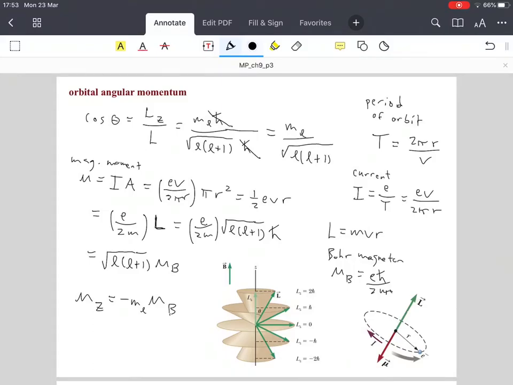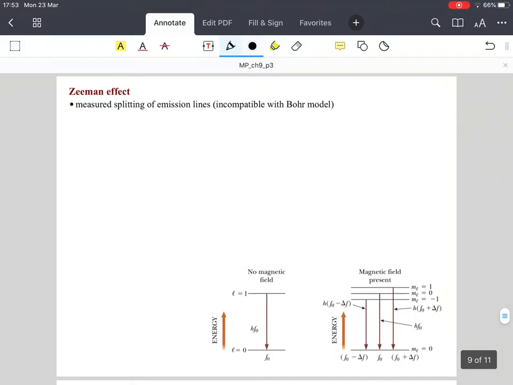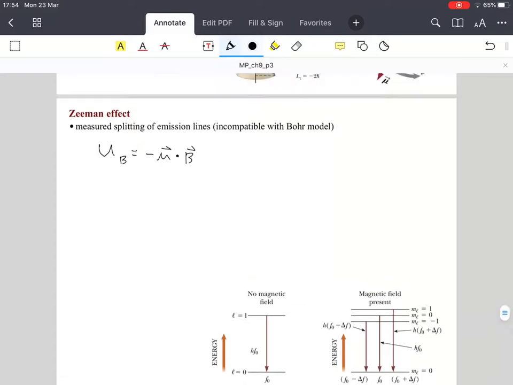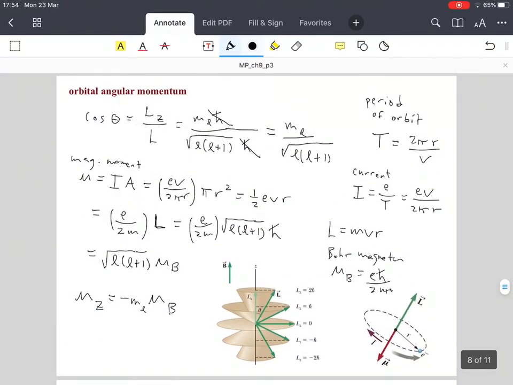All right, you might be wondering what was the point of getting a relationship for the magnetic moment? One way to see that is that this corresponds to a potential energy if a magnetic field is applied. You might remember this relationship from your electromagnetics last semester. But we have this potential energy U_B, which is equal to the negative of the vector mu dot B.